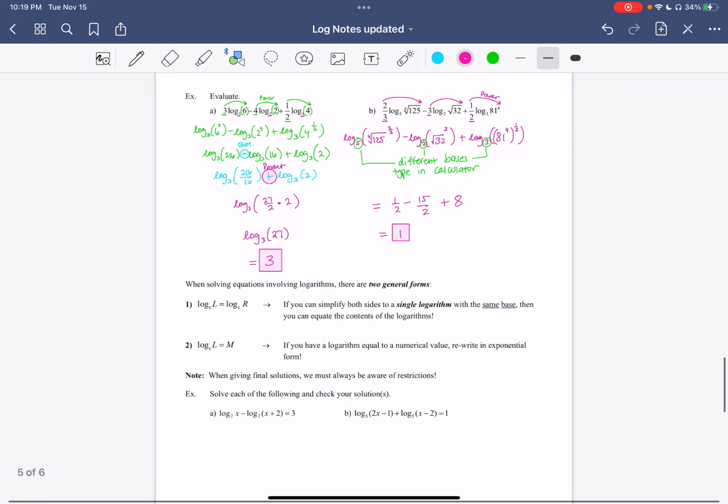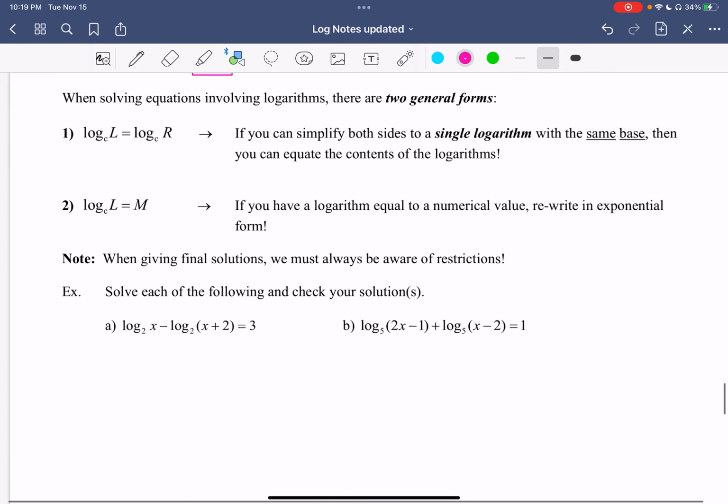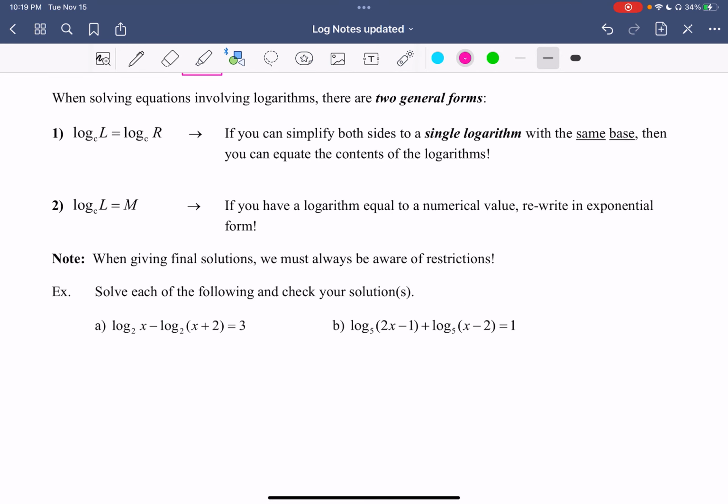Okay. Now we're going to be solving equations. So far we have just been writing as a single logarithm, rewriting from exponential to logarithmic function, and all of that is to lead us to actually solving logarithms. So there are two general forms. You can have log base c of L equals log base c of R.